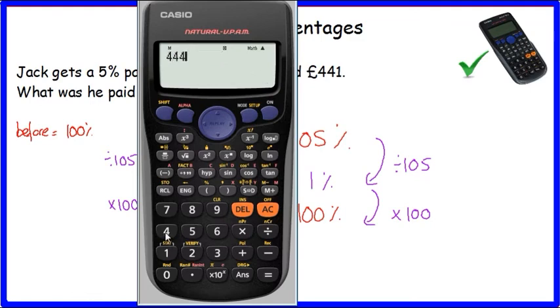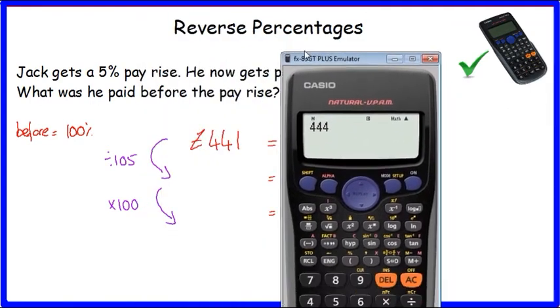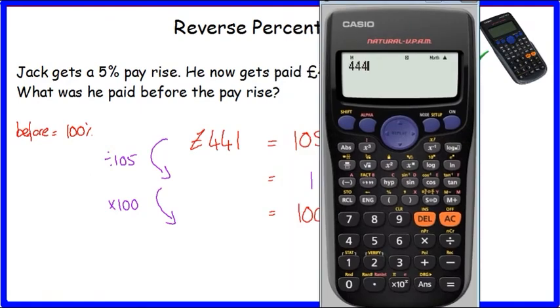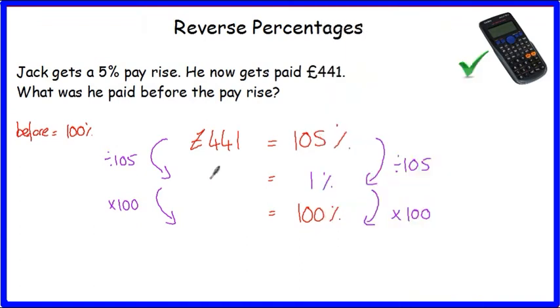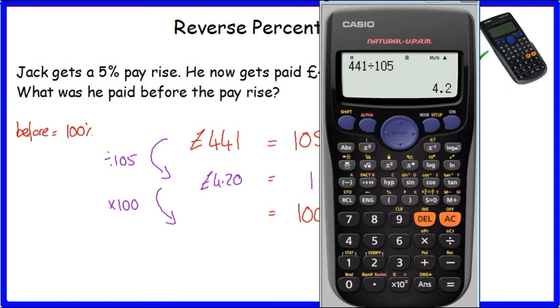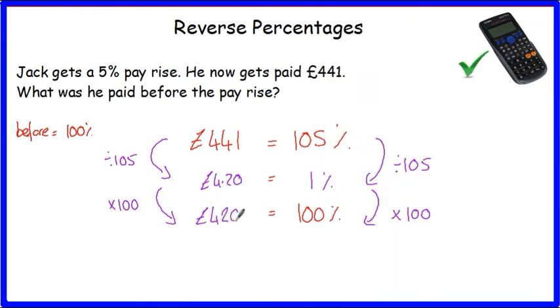So how have I got 441? Make sure I've got the right number. 441 divided by 105. So that gets me there. And then if I multiply that by 100, I'd probably do this in one step. So £420 would be my answer.